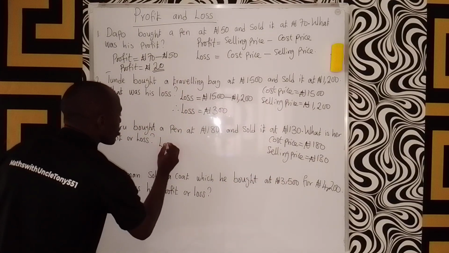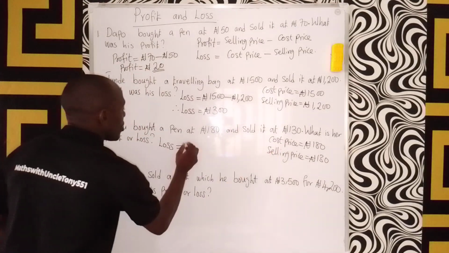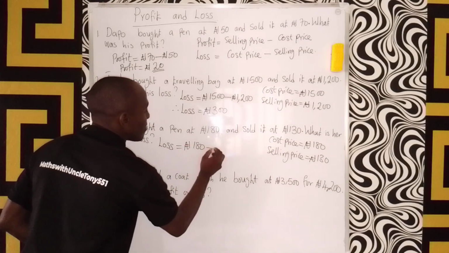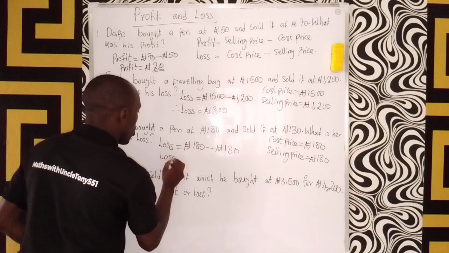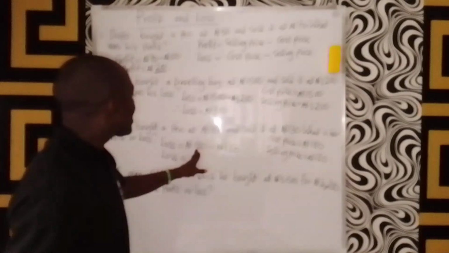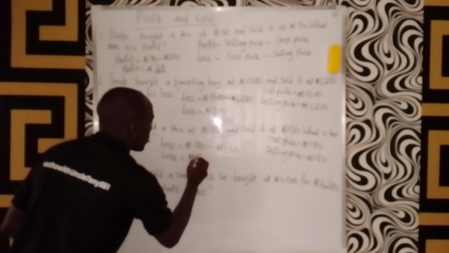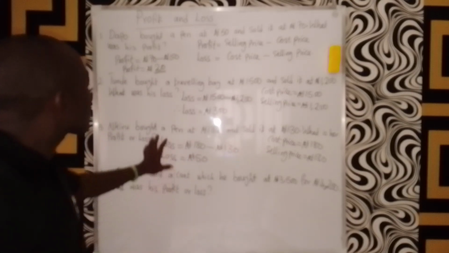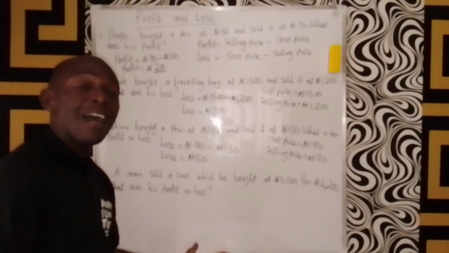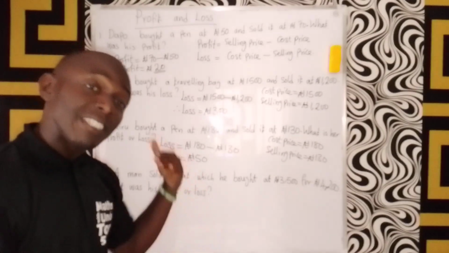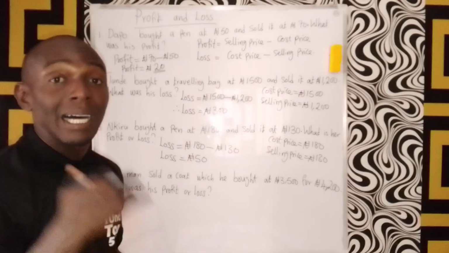So loss is equal to cost price, which is 180, minus 130. Our loss is 180 take away 130, which gives us 50 naira. This is our answer. Sometimes questions will come in this form, so you need to know which one is bigger. Remember, if it's the selling price that is bigger, you're calculating the profit. If it's the cost price that is bigger, you're calculating the loss.